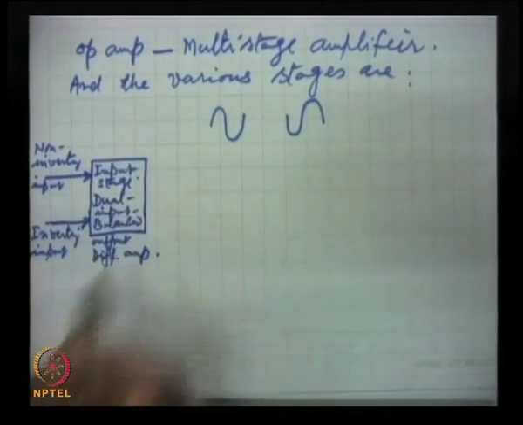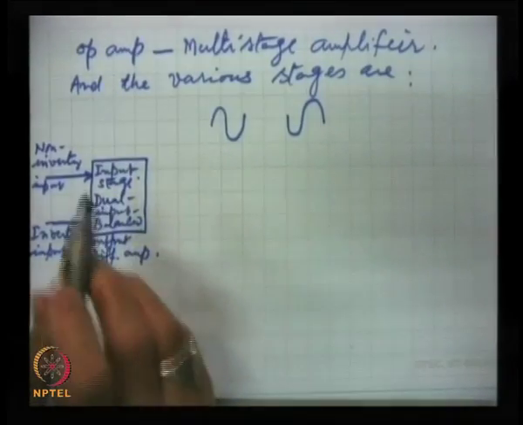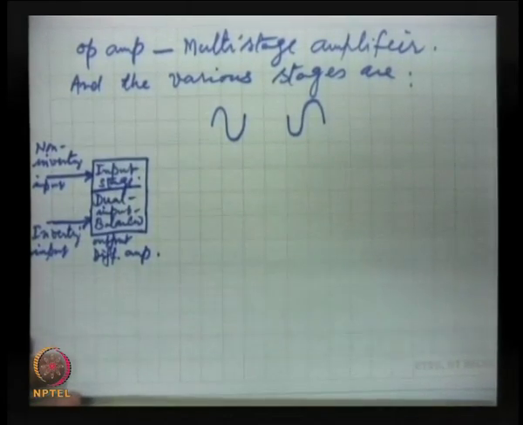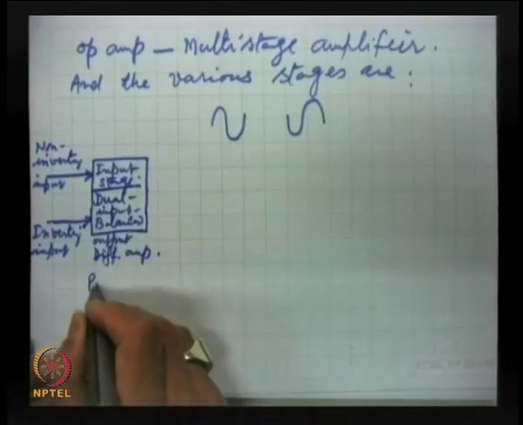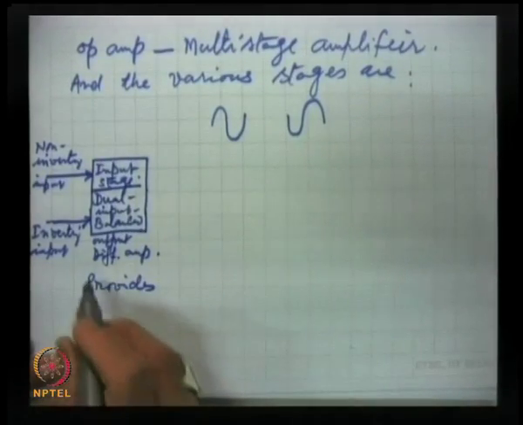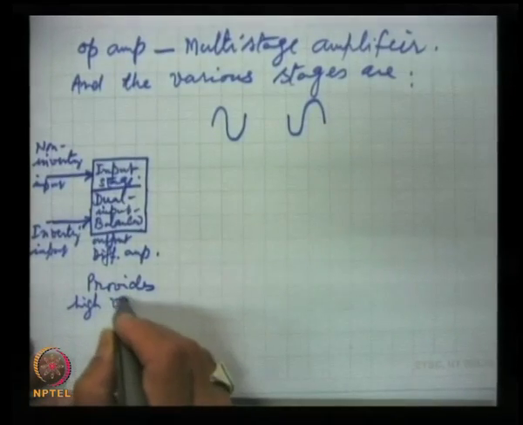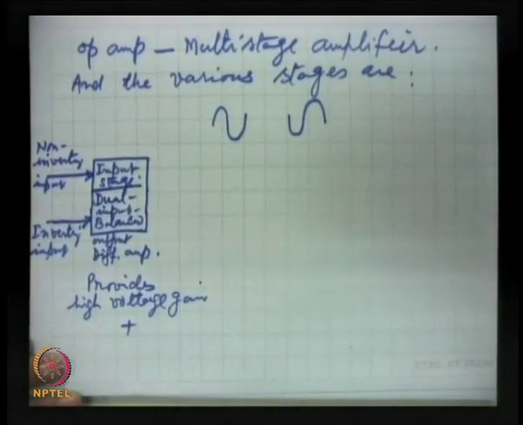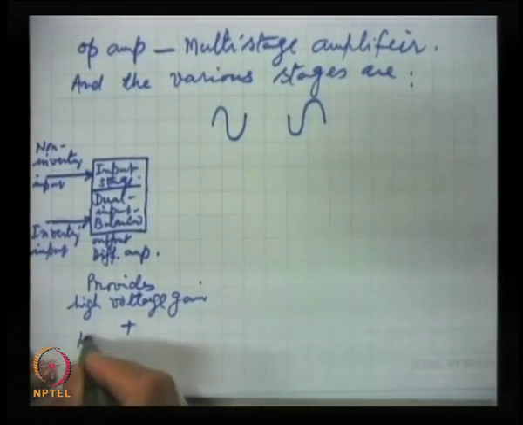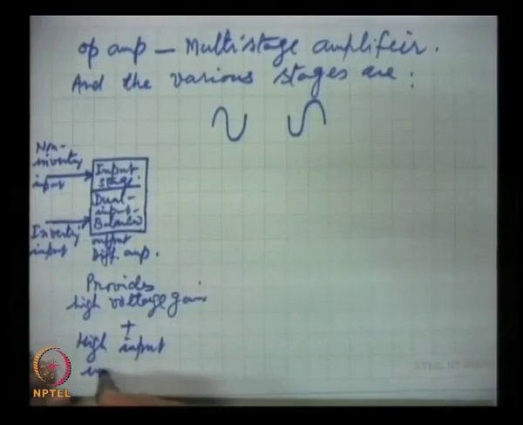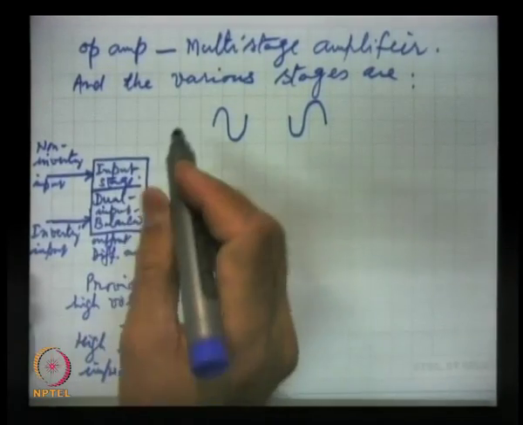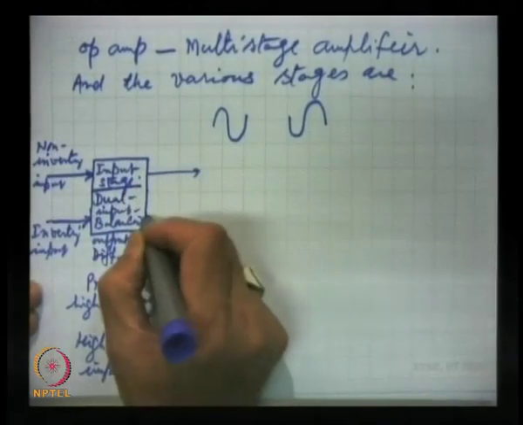So, this is the input impedance. This is the input stage, which is a dual input balanced output differential amplifier, and this stage provides high voltage gain, and remember that we said that a differential amplifier has a very high input impedance. So, high input impedance. This is the first stage. Then this goes to the other stage, the second stage.